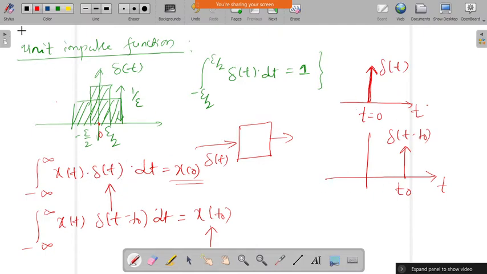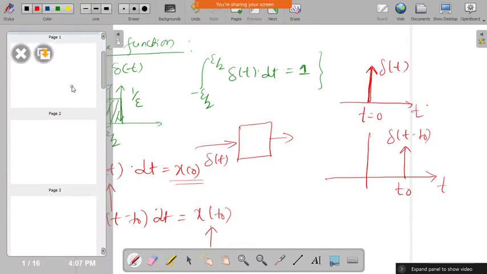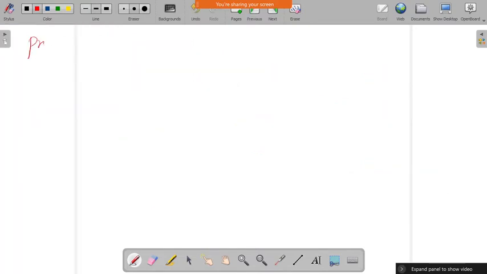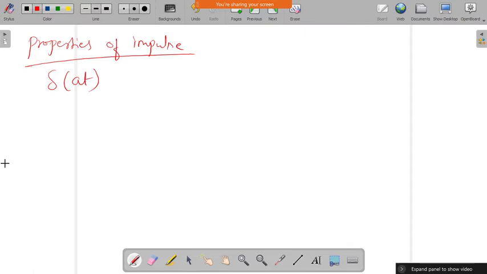Okay. So now what are the properties of the impulse? Let's see the properties of this impulse. If we have the scaled version of time, that is del of at, where I multiply by some scaling factor a, then the result is nothing but 1 over the magnitude of a into del of t. So this is one property. If we scale the time, the impulse function gives 1 over magnitude of a into del of t.